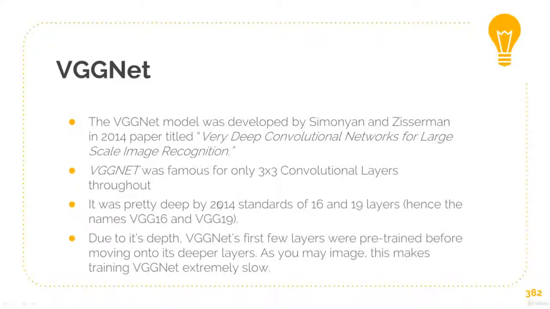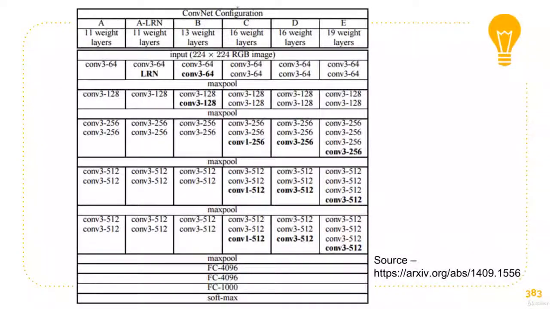It was actually pretty deep by 2014 standards, being 16 and 19 layers, hence the names VGG16 and 19. And due to its depth and the number of parameters, VGG takes a very, very long time to train. I think these researchers took two weeks using 2 GPUs to train VGG. So it's not something you can actually train on your home system even today, unless we're using GPUs.